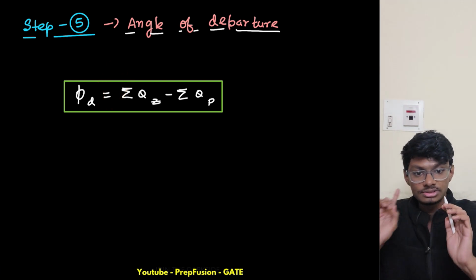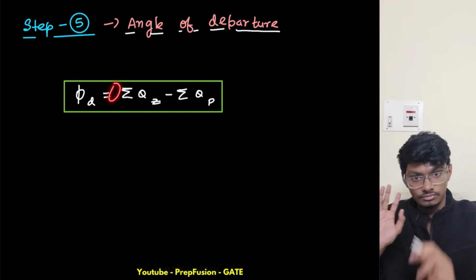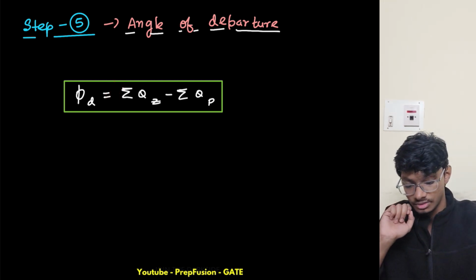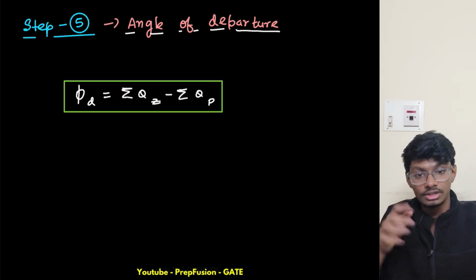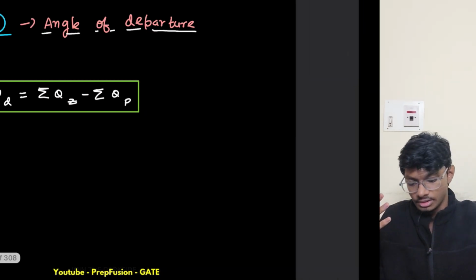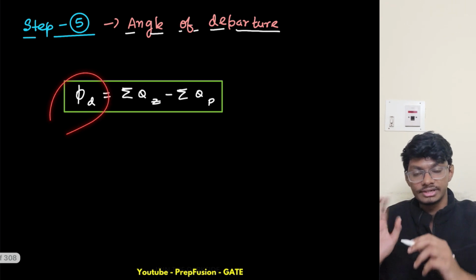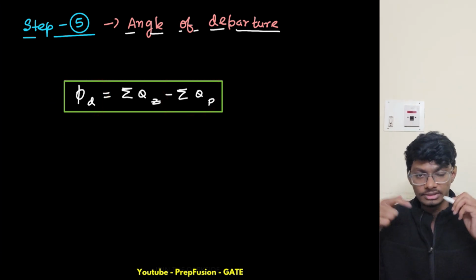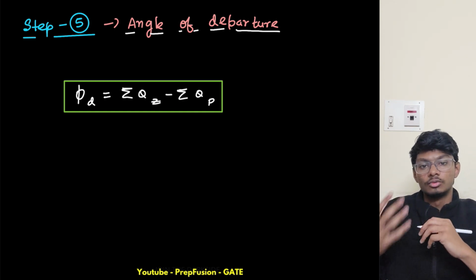What is the difference? The difference is I have 0, I don't have any more 180. That angle condition has changed, so it is 0 right now. Just keep that in mind. All the other calculations are the same. For departure, we subtract the poles. I hope you remember, that's how I told you to remember.